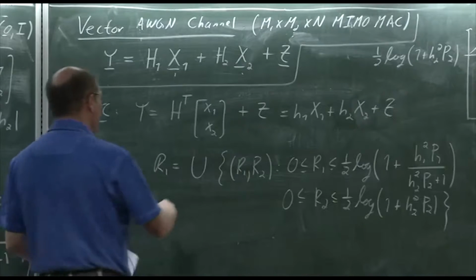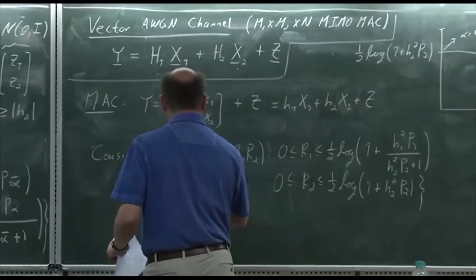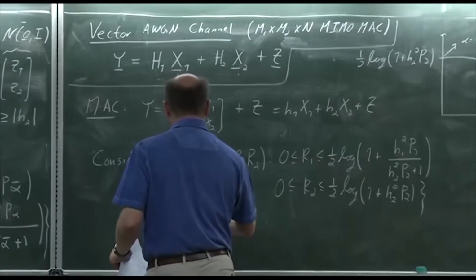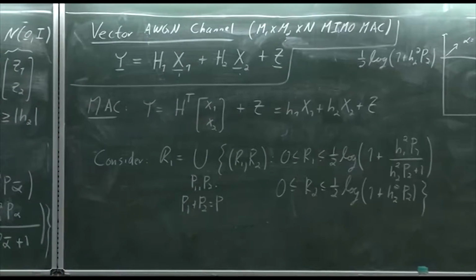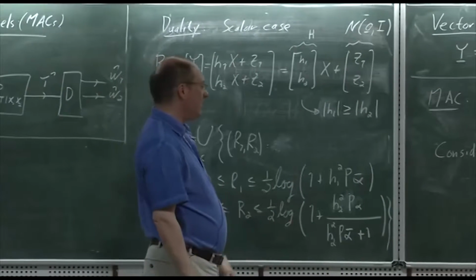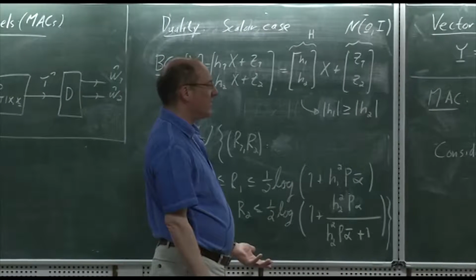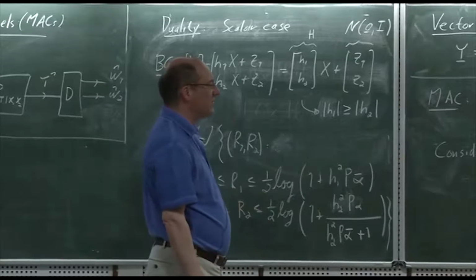Okay, so this is what we'll do. We'll consider P1s and P2s so that P1 plus P2 is equal to P, and just study what that rate looks like. And if you look at that, you'll see right away that the rate regions seem to be closely related.